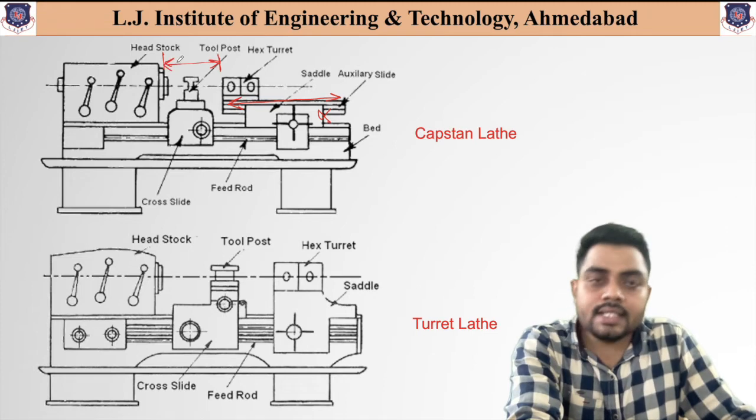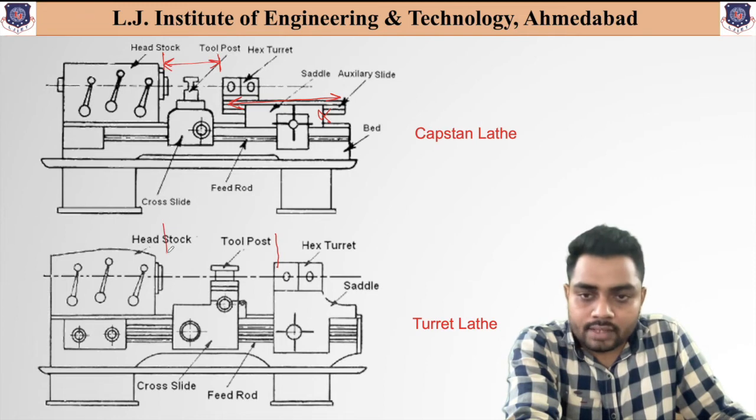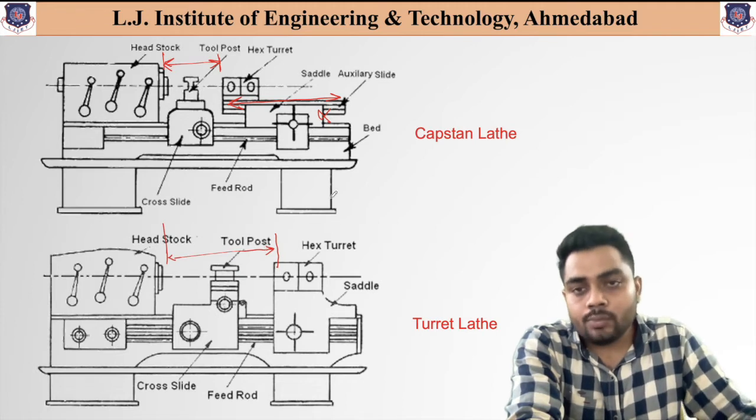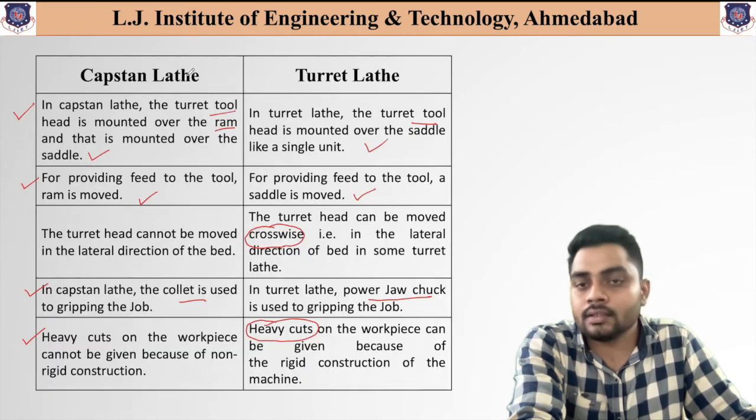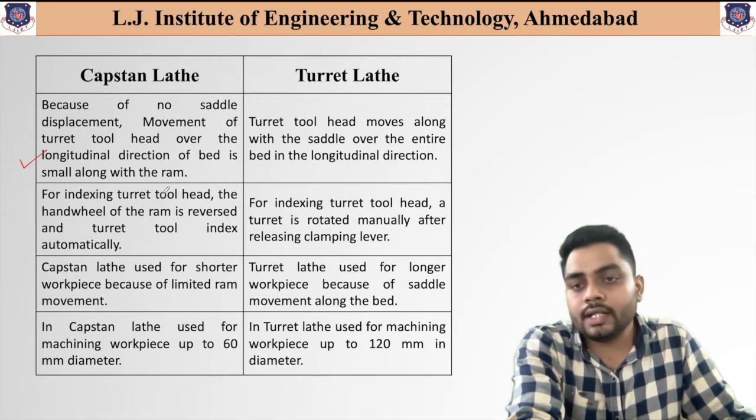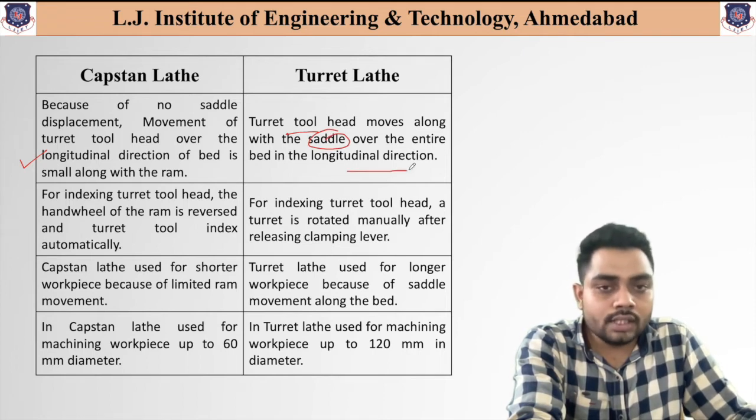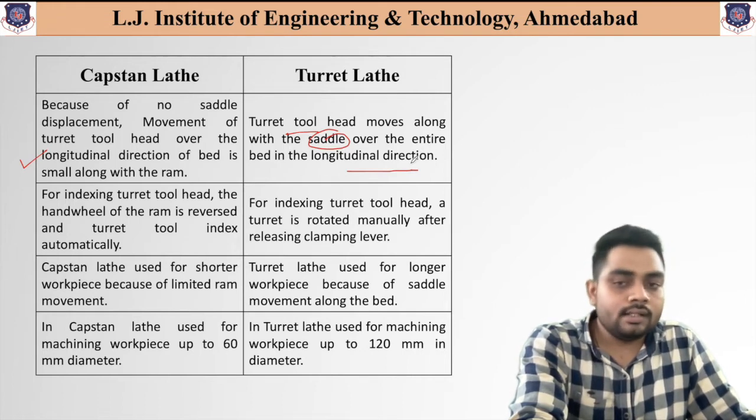So the tool travel is limited in the capstan lathe, whereas in a hexagonal turret, the tool travel available is comparatively more than in the capstan lathe. So I hope you got the clarity about what this sentence wants to mean in this particular experiment. So here again, saddle movement is restricted in the capstan lathe, right? And due to that, the movement of the tool is also limited due to the movement of the ram. Whereas in the turret lathe, saddle movement is possible, due to which the longitudinal direction movement can be easily given. That means the entire movement can be achieved using this turret lathe.